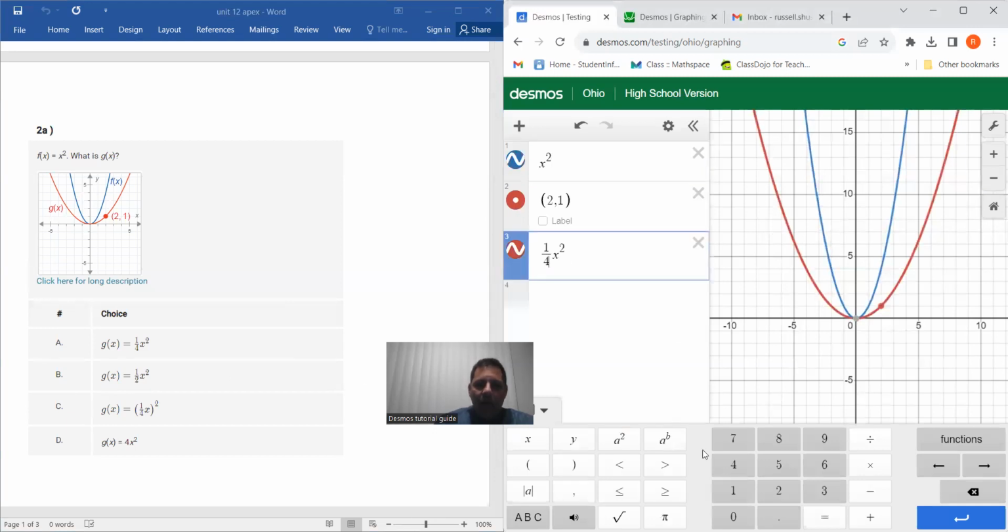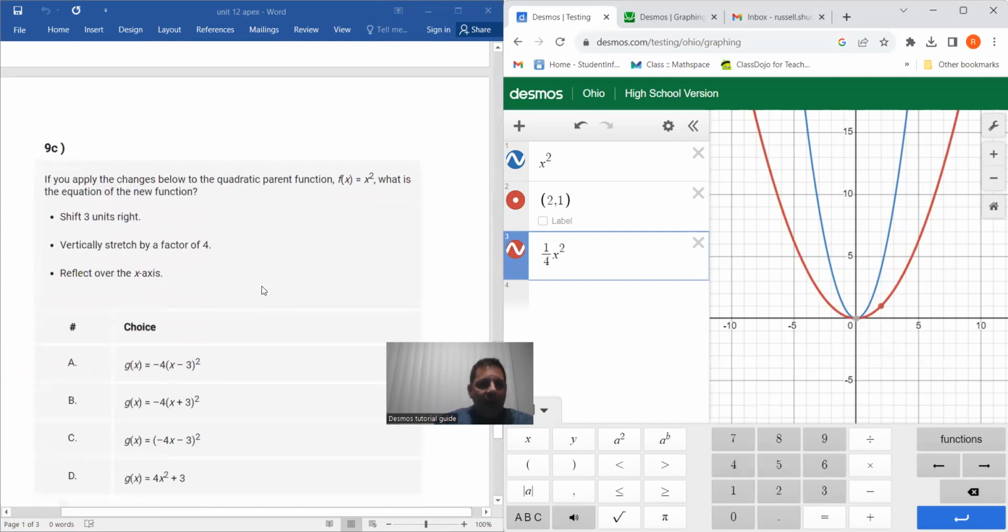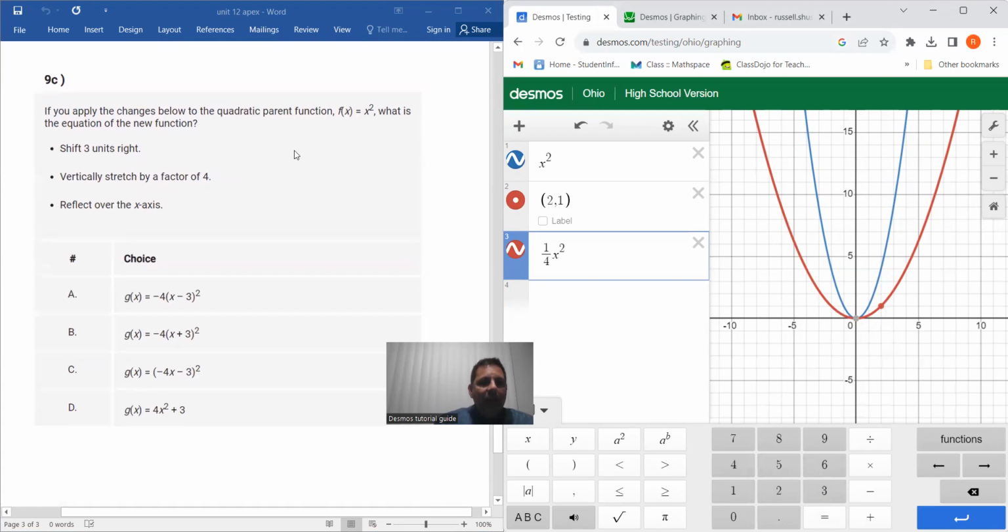Again, just to show you that if it was other choices, like 1/2, see how that does not go through the point. And if you did the others, again, they would all miss that point. It needs to be 1/4 x squared to go right through that. So that's kind of a nice thing to have. And then here's the last thing.